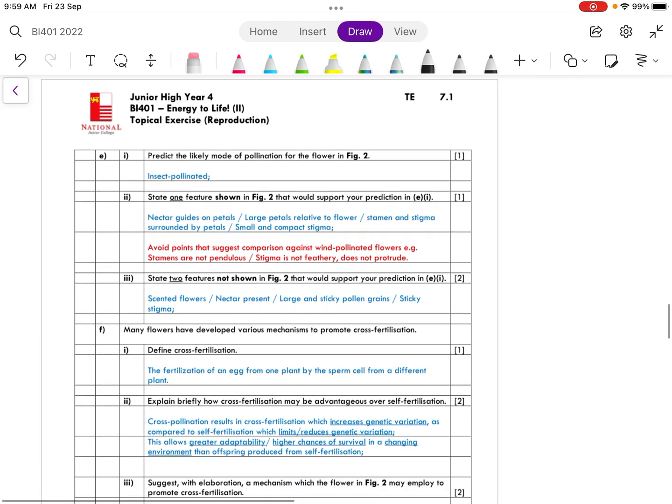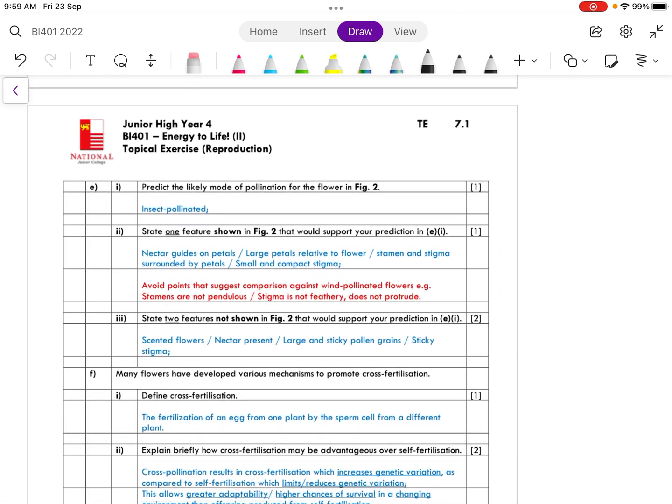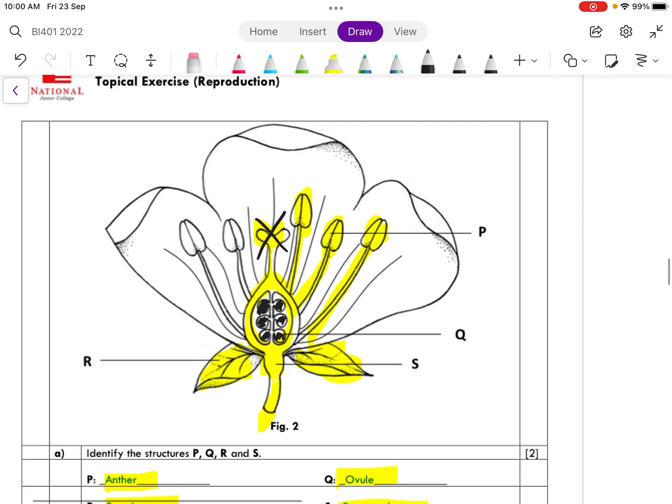Let's go to the next question. E1, predict the likely mode of pollination for this flower. Likely it is insect pollinated. And then they'll ask you to state one feature that supports your prediction. There are many things you could say. Number 1, you can say that there are nectar guides on the petals. The nectar guides are over here. You see these lines? These are nectar guides.